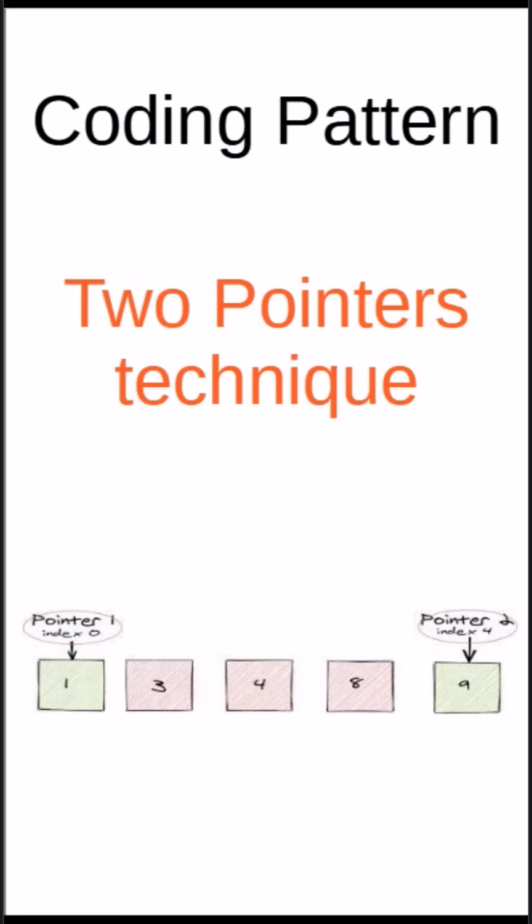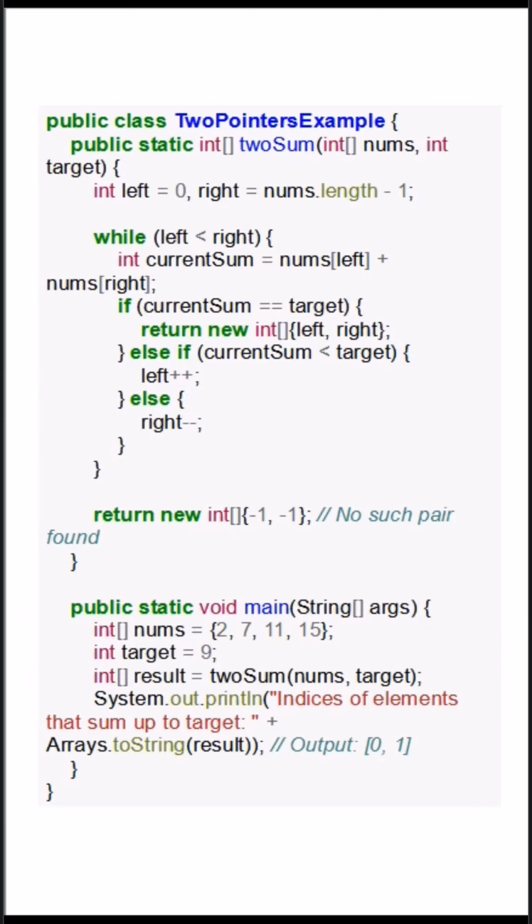Welcome to Coding Patterns. We will talk about the two pointers technique. This technique is a powerful strategy for solving problems efficiently, especially with arrays and linked lists. So here's how it works: you maintain two pointers, often starting from opposite ends or moving at different speeds. So let's dive into a quick Java example.